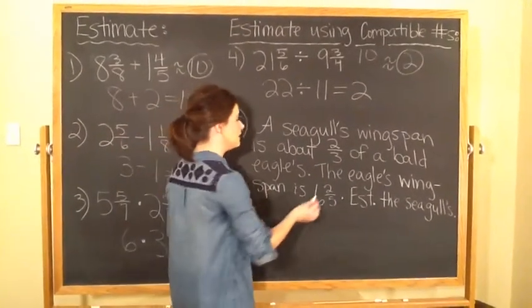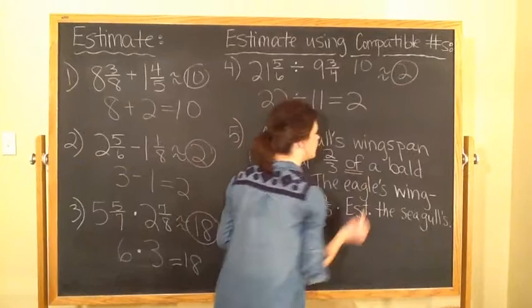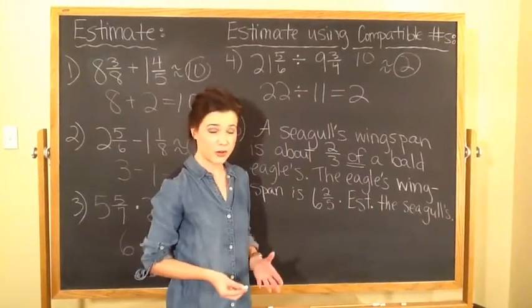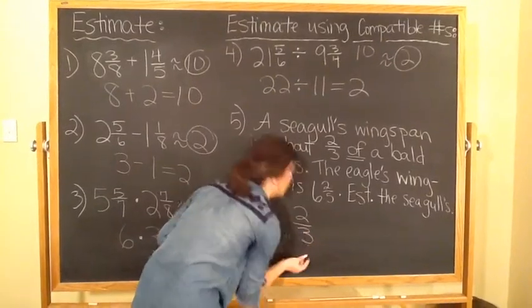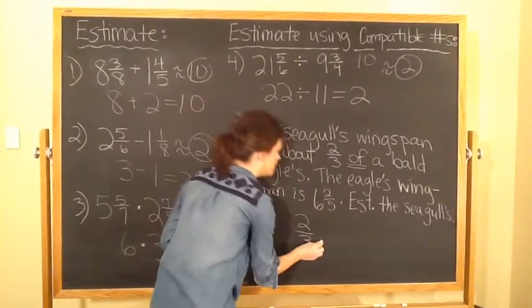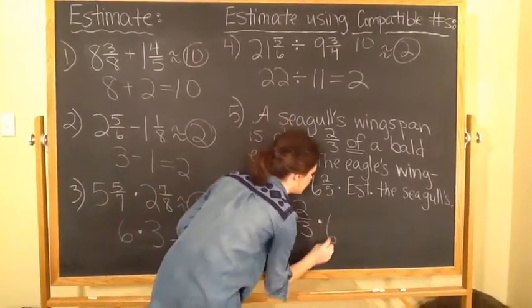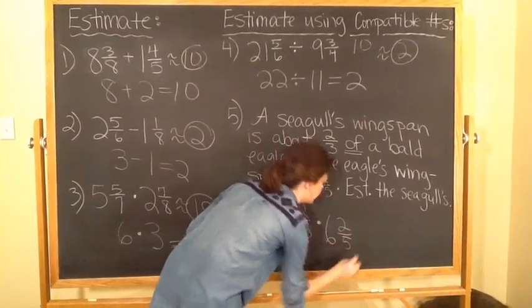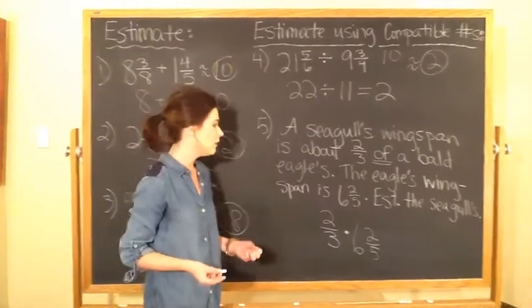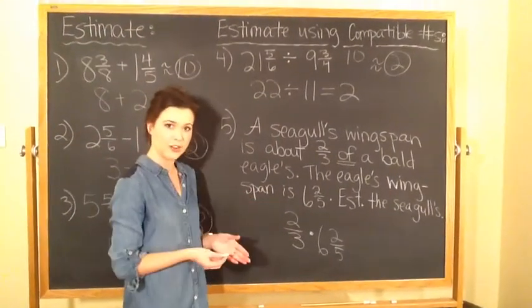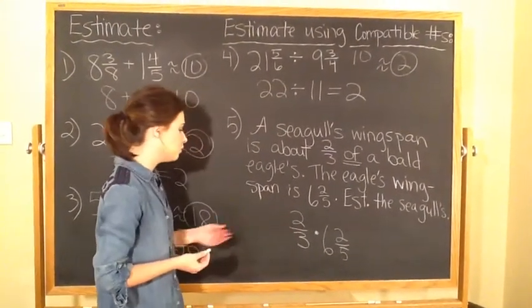Now, whenever I see 2/3 of something, anytime you see that word of, you're going to be multiplying. So that means I'm going to be doing 2/3, which is the comparison, times 6 and 2/5. So now this looks just like what we were doing over here. So we pulled our problem out of all of these words and we got what we're trying to solve for. So now let's go ahead and multiply.